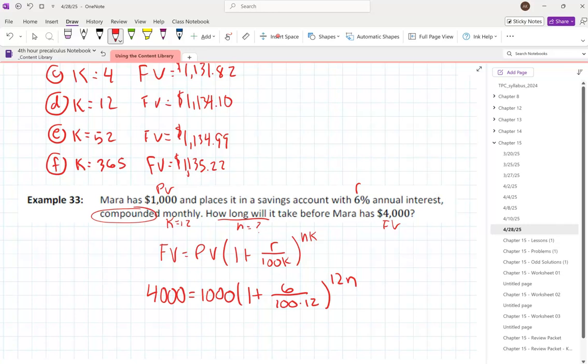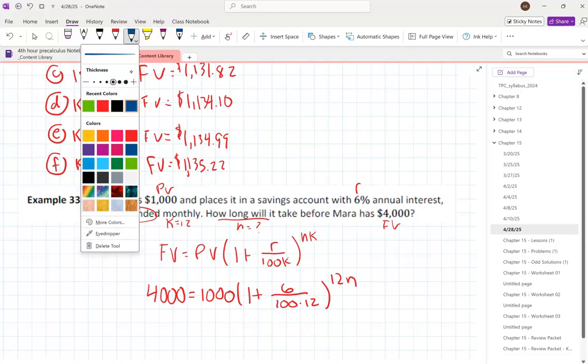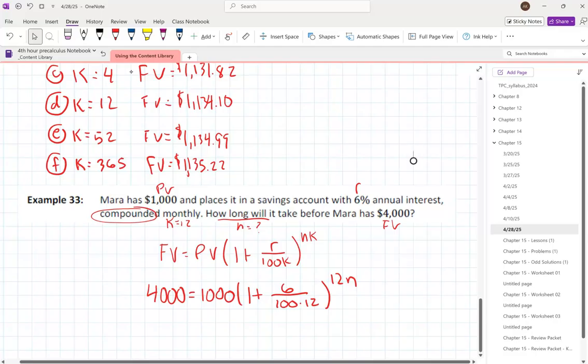Where's my variable in this equation? It's in the exponent. To solve for something in the exponent, what are we going to have to use? Not a square root. I'll give you a hint, it starts with an L. A logarithm, that is correct.